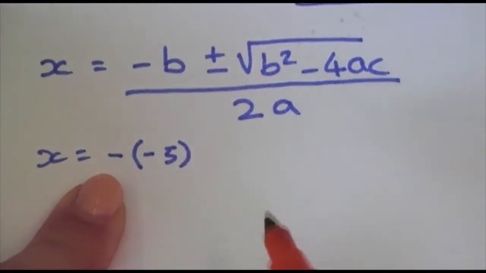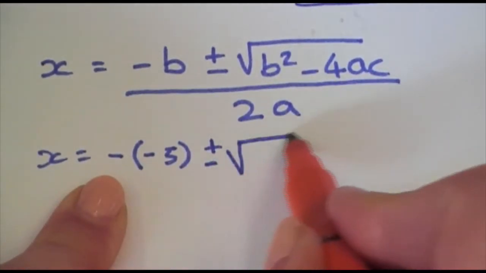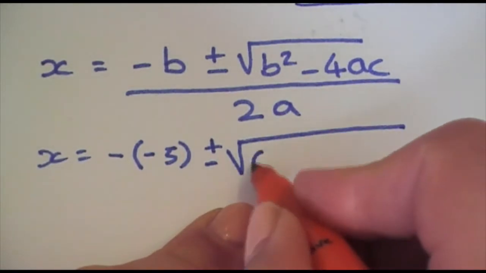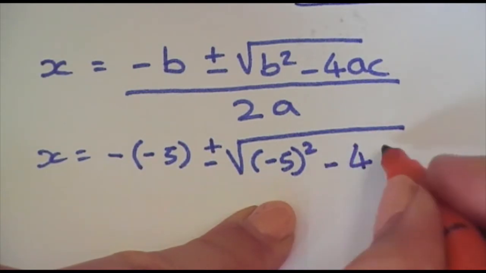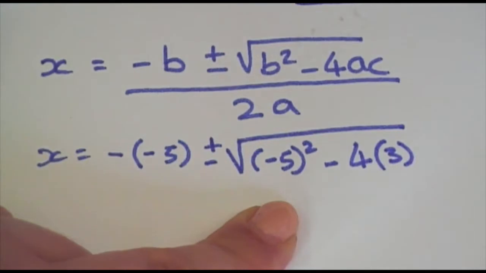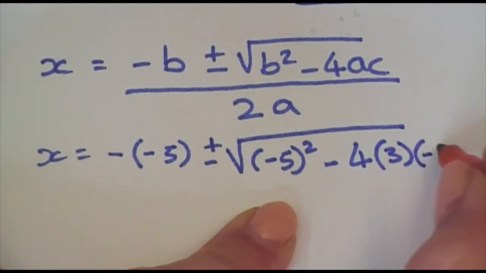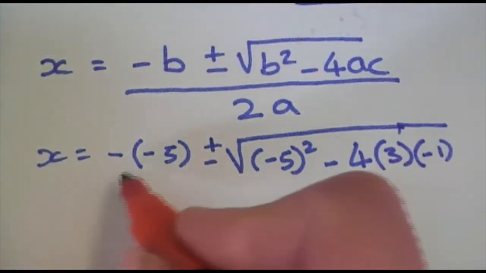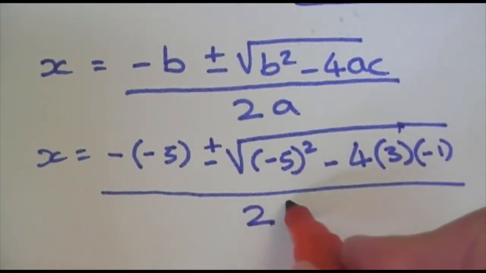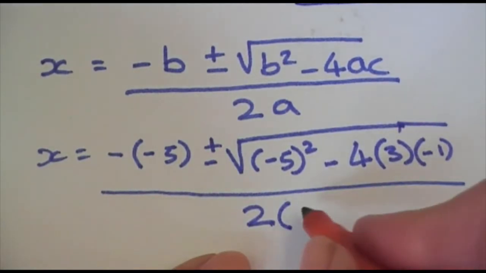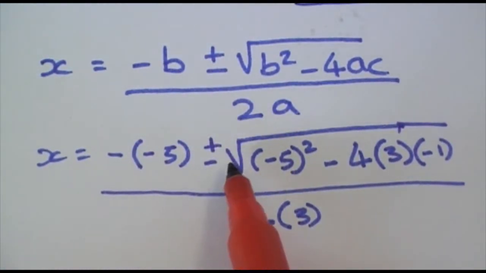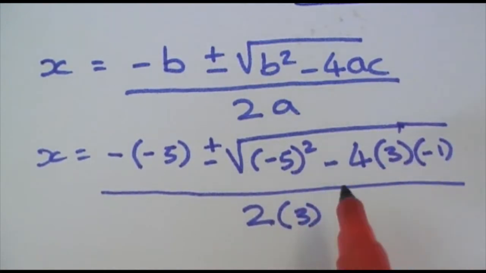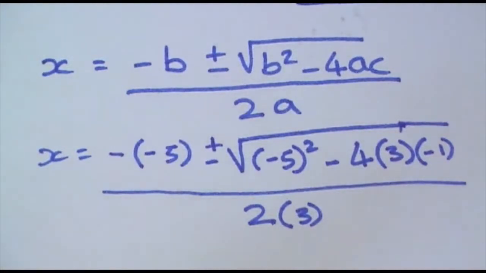That's negative b plus or minus the square root. And again, I'm substituting b in, so I'm using a bracket, for minus 5 squared. Minus 4, I'm substituting a in, so I'm using a bracket. And I'm also substituting c in, so I'll use a bracket, that's negative 1. And that's all divided by 2 lots of, and then I'm substituting an a in there, so there's my bracket, 3. So x equals negative b plus or minus the square root of b squared minus 4ac, all divided by 2a. Now I just need to put that into my calculator.